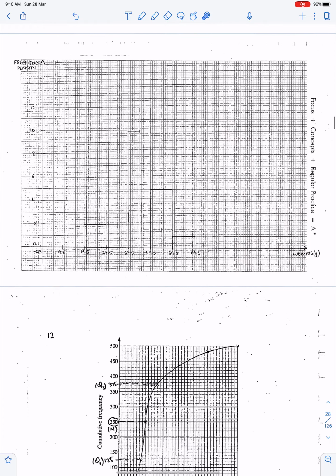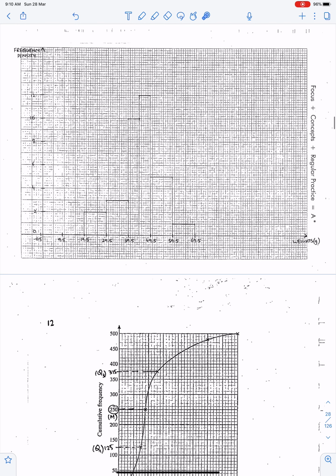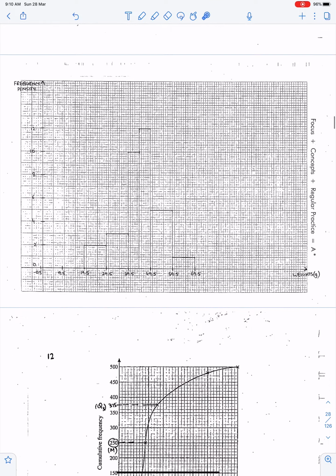Here is the histogram. Must label the axis: frequency density, weights in grams. Must write the unit as well. And this is the first bar, second bar, third bar, fourth bar, fifth bar. This horizontal scale is starting from negative 0.5. This student took negative 0.5 here. Or you can use 0 to 20. Let me correct this. This should be 0 to 20.